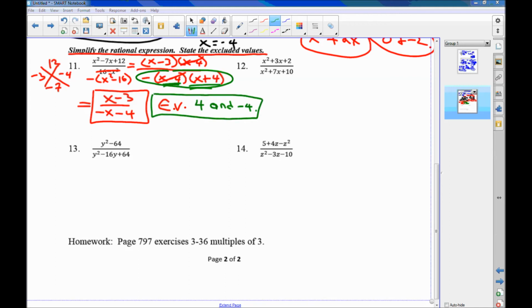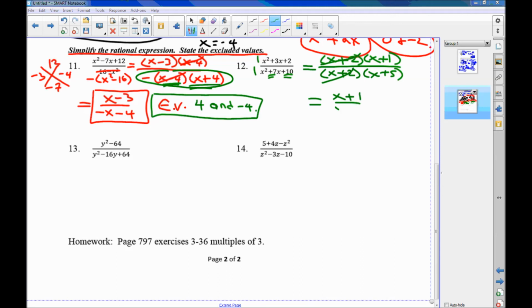All right. Number 12, same kind of thing. Start with simplifying first. So two numbers that multiply to 2 and add to 3 are 2 and 1. So that top one's easy to factor. And on the bottom, two things that multiply to 10 and add to 7. That's going to be 2 and 5. Both of these have leading coefficients of 1, so I didn't even make the x to see what they were. I just said, what are things that multiply to 10 and add to 7? All right, so you can see now these two binomials are the same, so they cancel out.